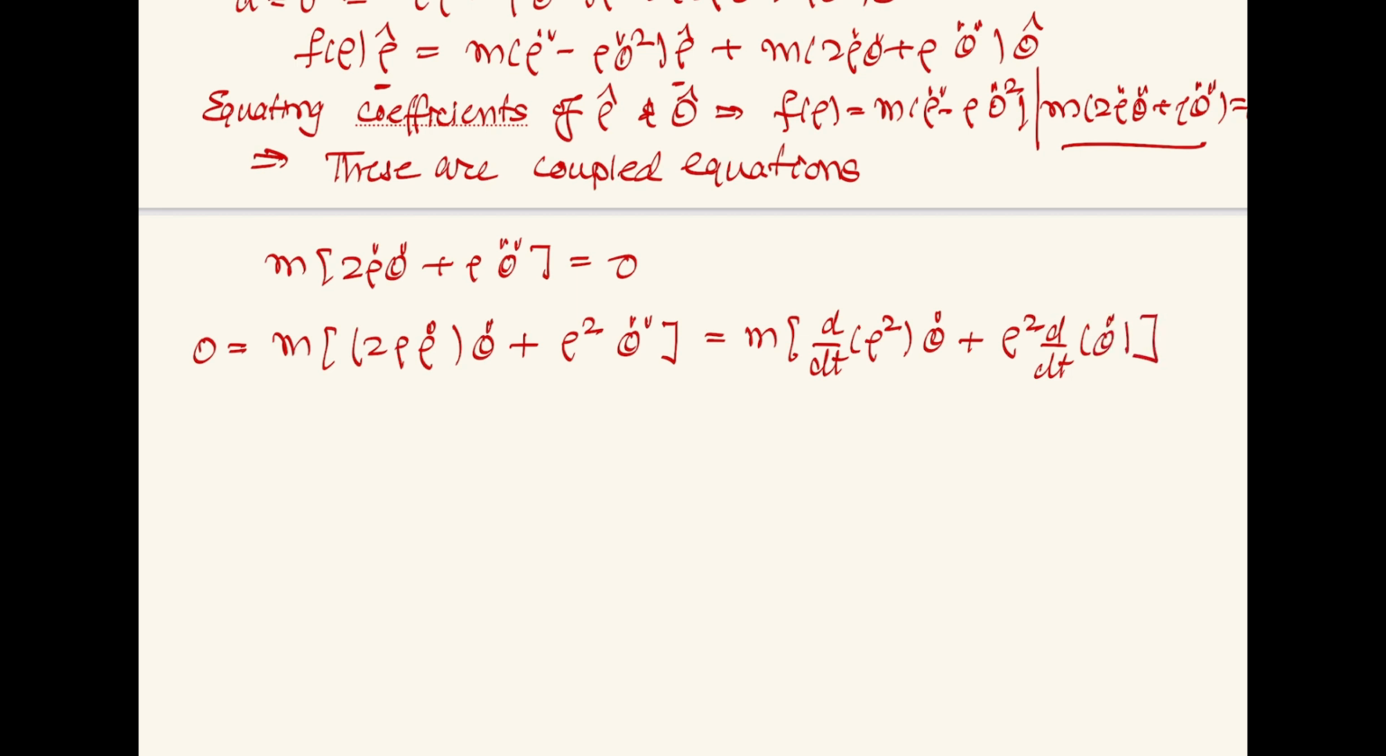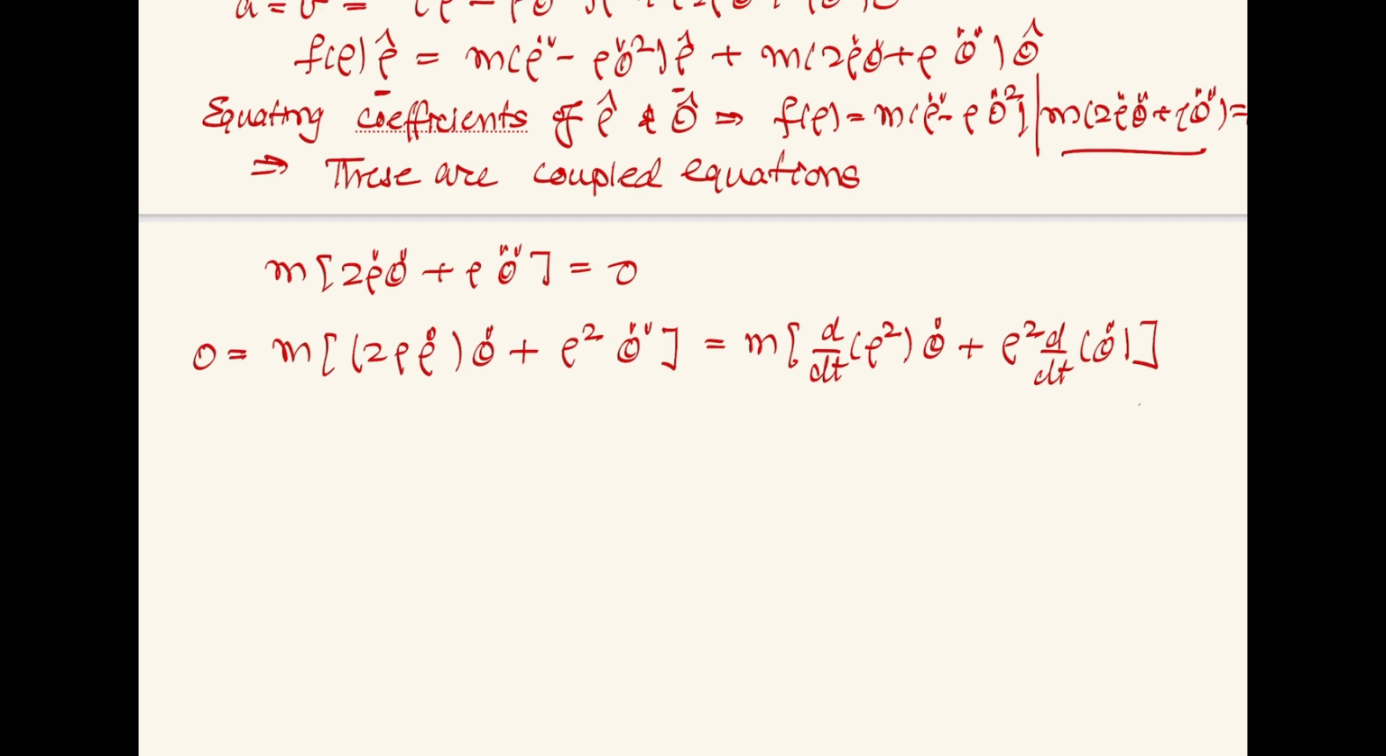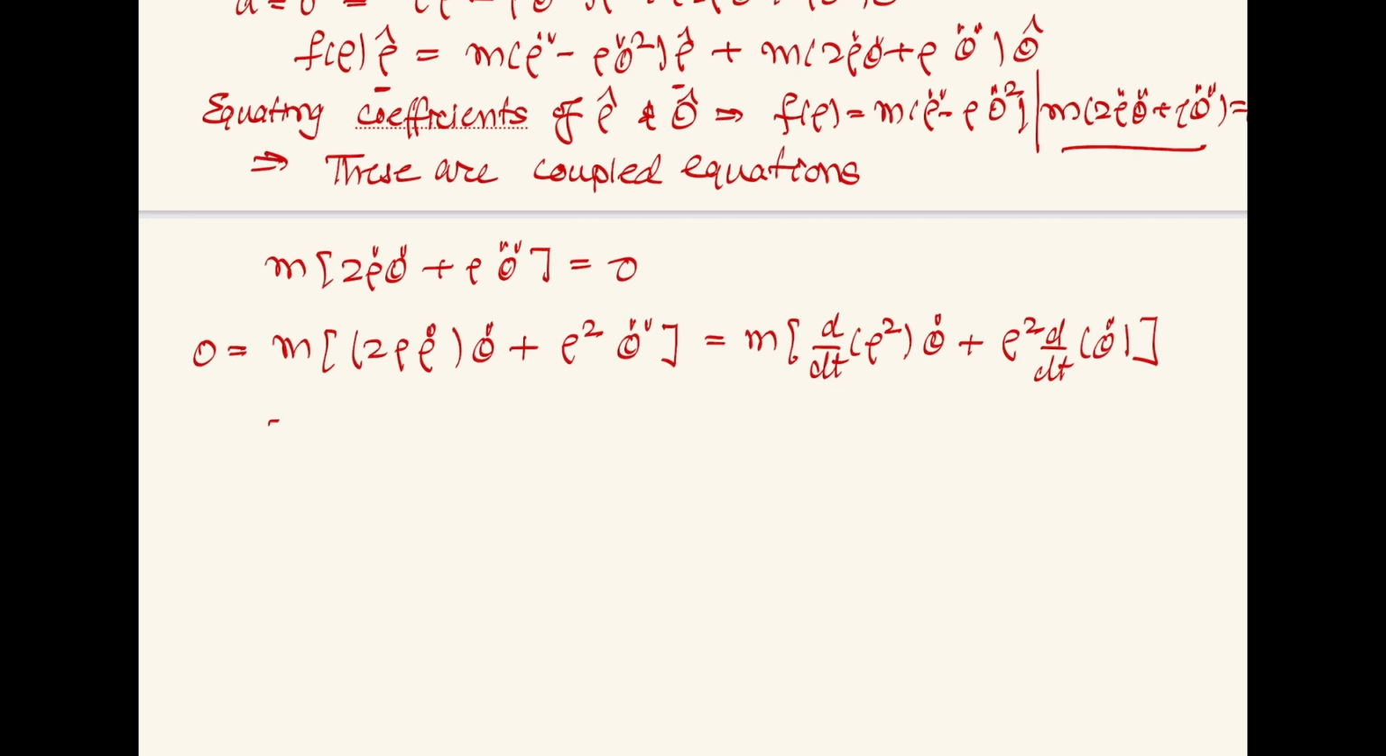So if I look at the terms of the rectangular bracket, I'm going to have derivative of the first function times the second function plus first function times the derivative of the second function. So what is this? This is the derivative of the product of these two functions. So I can therefore write m times d by dt of rho squared theta dot is equal to 0. Now since m is a constant, I can bung it inside the derivative term. I can write d by dt of m rho squared theta dot is equal to 0.